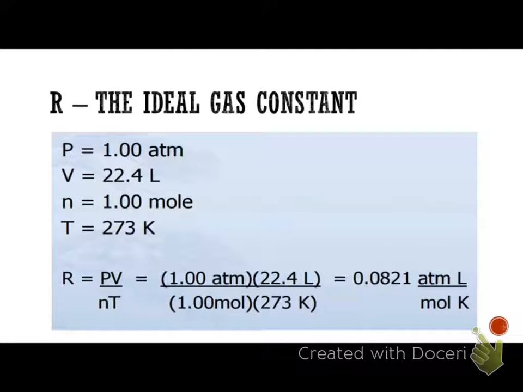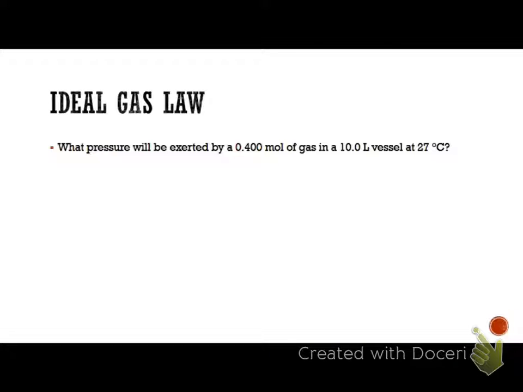Less mistakes, because then people start confusing the numbers and then they use the wrong gas law constant with their pressure. So just convert everything to atmosphere. It's an easy conversion, quick and easy. Okay? So let's use a couple of examples. It says, what pressure will be exerted by 0.4 moles of gas in a 10-liter vessel at 27 degrees Celsius?